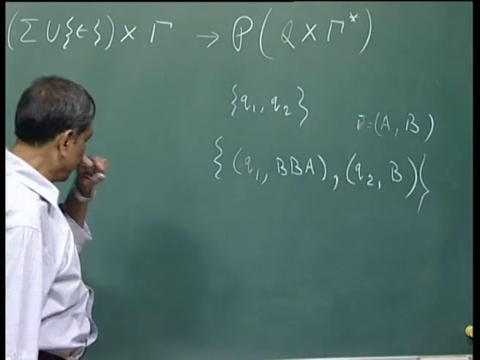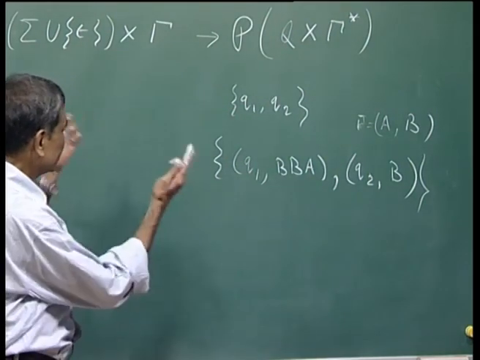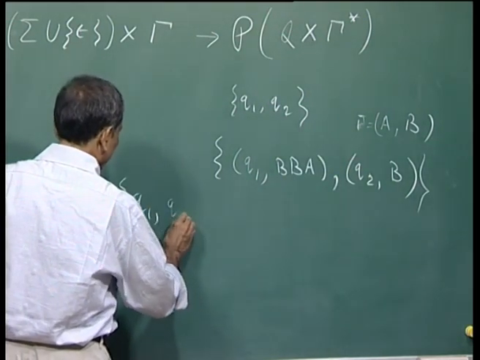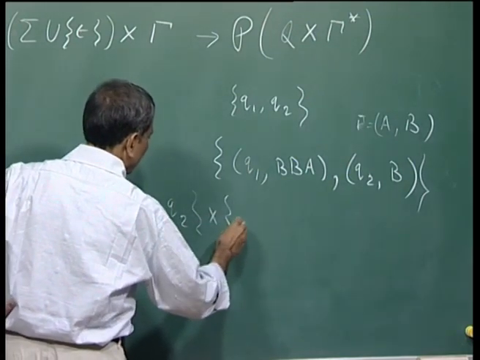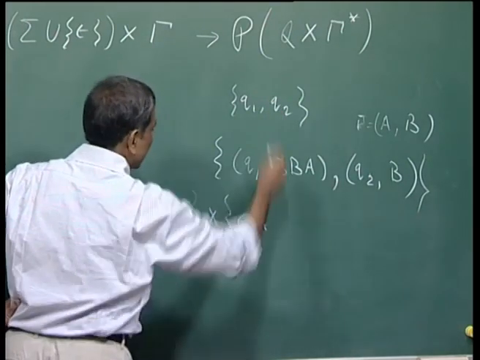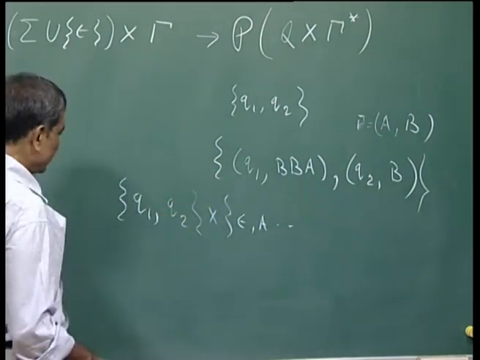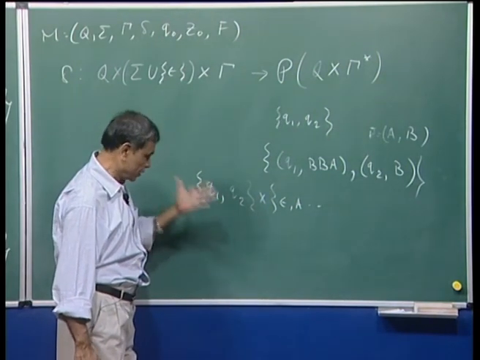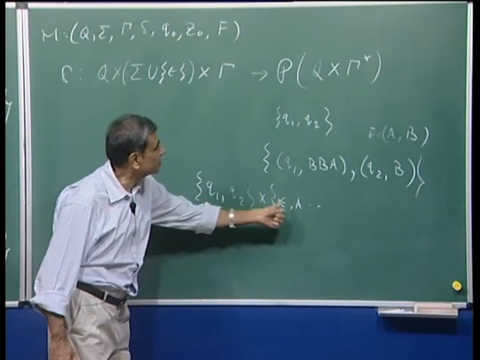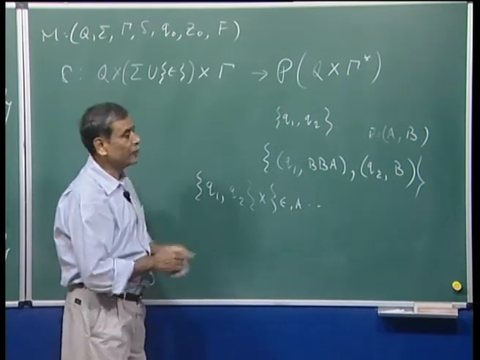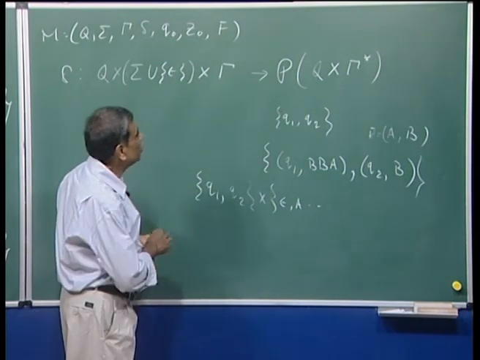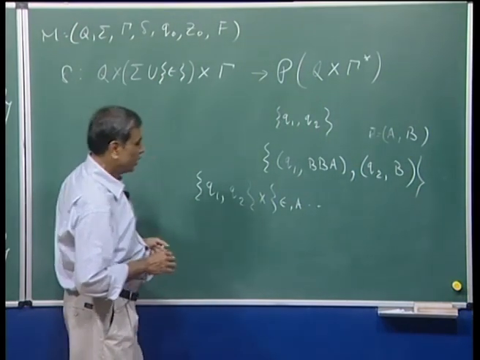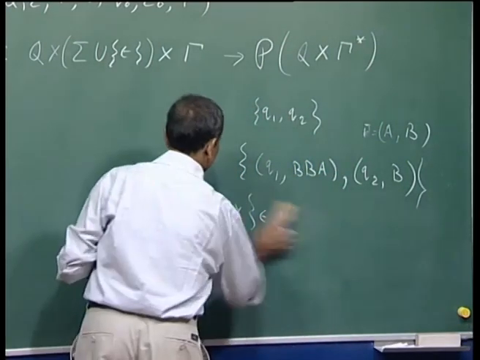Okay. So, in that case, what is Q cross gamma star? What is this set? This set is q1, q2 cross all of these strings, there are infinitely many strings. So, this will be the set of all pairs, first of which is a state, the other is a string, and the power set of that will be a subset. So, this is a subset of Q cross gamma star, right. That is about it. We are just writing like this, and it should not confuse us.